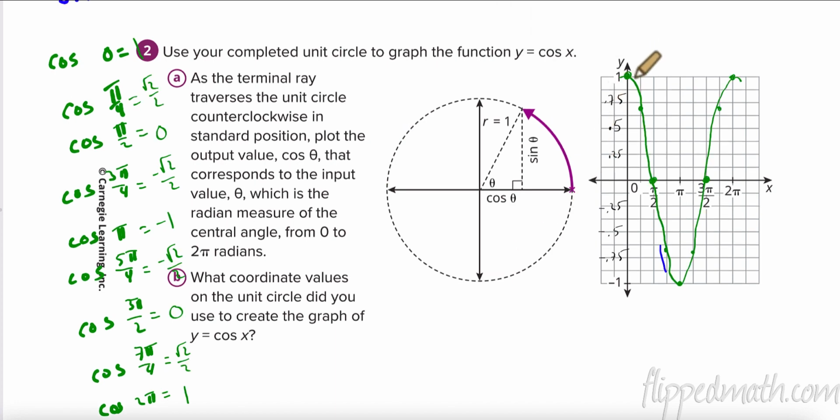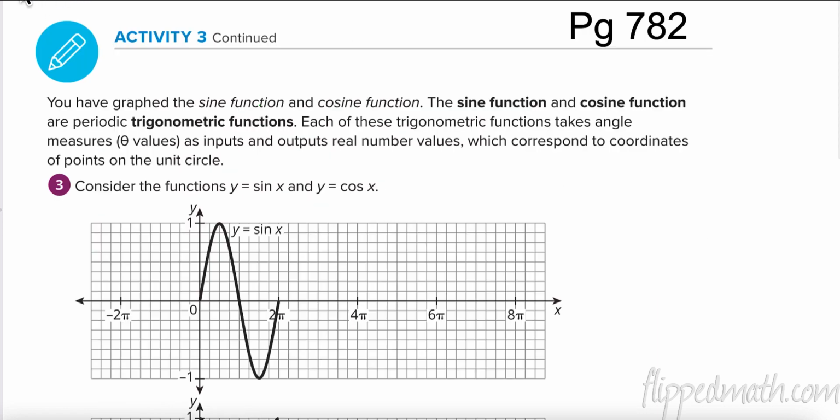All right, so I started at 1. I worked my way down, and at pi over 2, which is right here, I'm at 0. At pi, I'm at negative 1, working my way back up here. It looks very similar to the other one when you see it extended. So let's go extend it. On page 782, we're going to extend this graph.